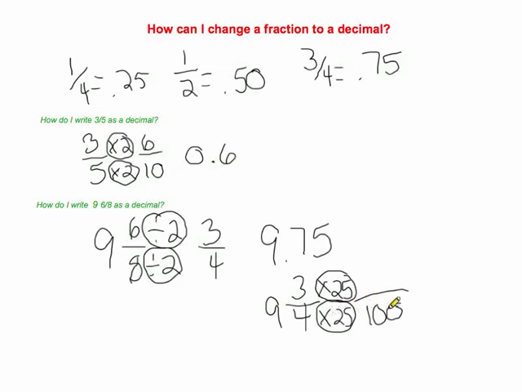So 4 times 25 I know is 100. 3 times 25 I know, 25, 50, 75. So I have 9 and 75 over 100, which reads 9 and 75/100. So I know how to write that as a decimal, which looks like this, 9.75.